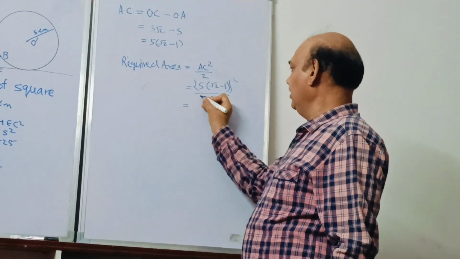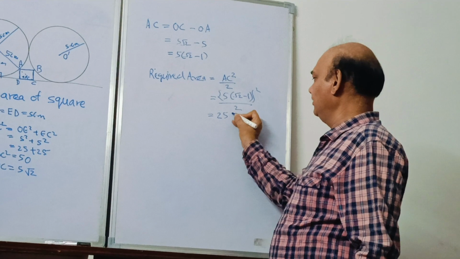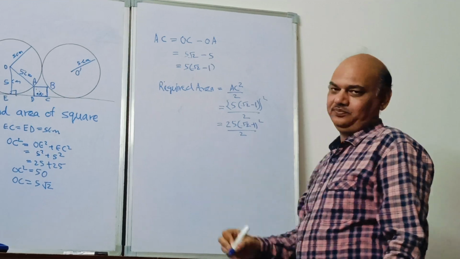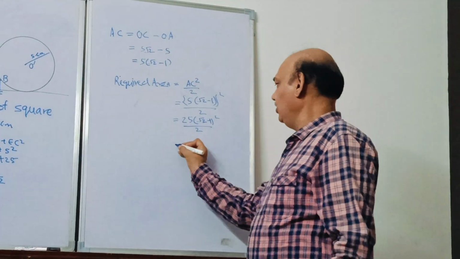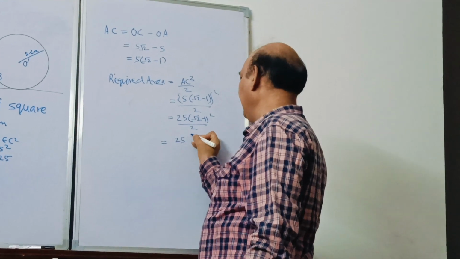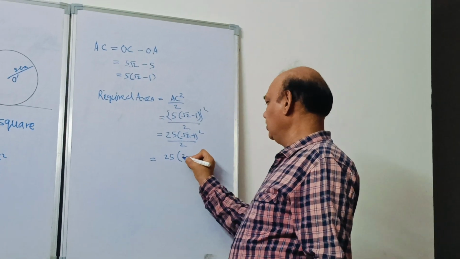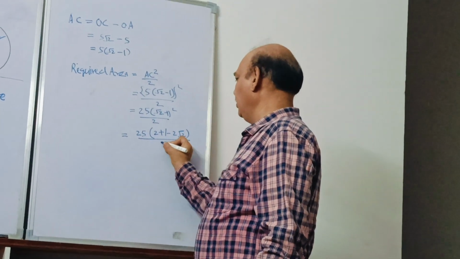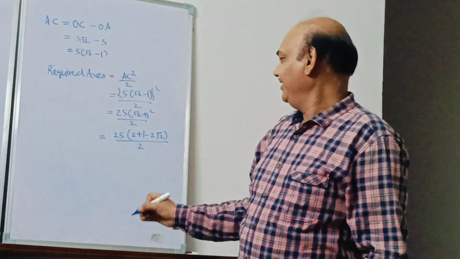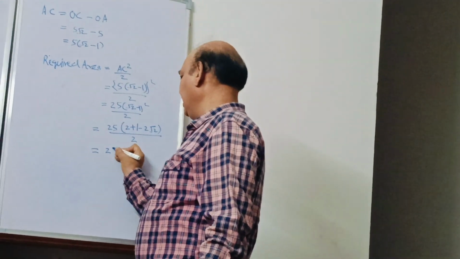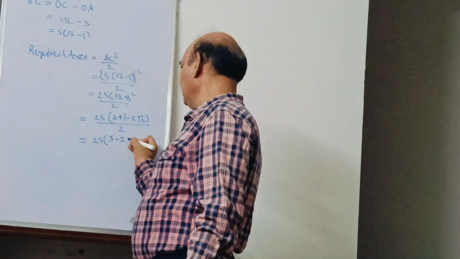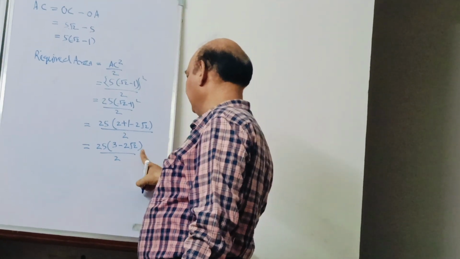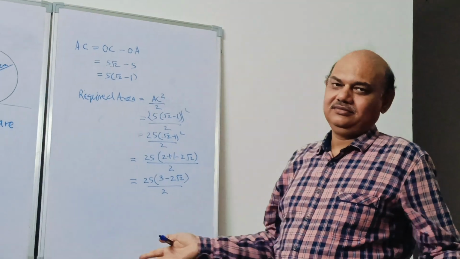Now what happens here? 5 square means 25, under root 2 minus 1 whole square upon 2. Right? Now what happens here? 25, root 2 square means 2, plus 1, minus 2 root 2, upon 2. That is equal to 25 times 3 minus 2 square root of 2, upon 2 square units. Is it clear? That's finished.